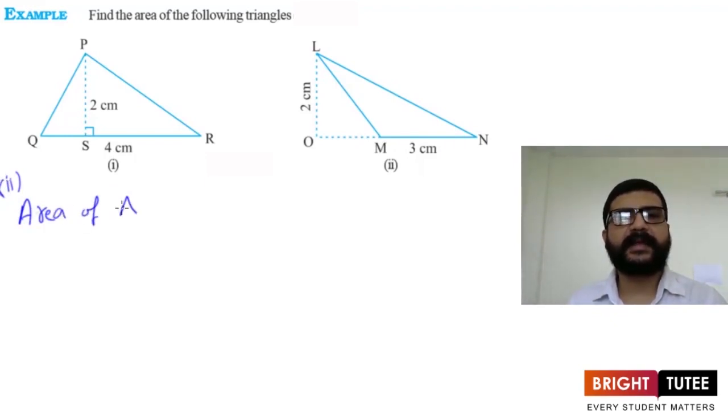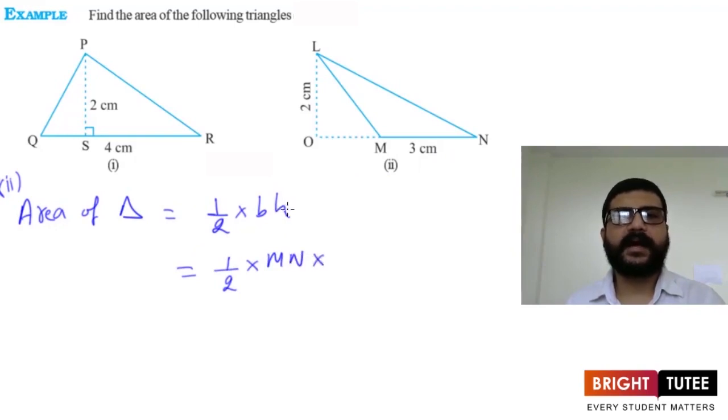Area of triangle is equal to half into BH, that is half into base into height. Now in this case base is MN, so it will be half into MN into height, which is LO. So now we can put the values of MN and LO. MN is 3 centimeters and LO is 2 centimeters. So this will be half into 3 into 2.